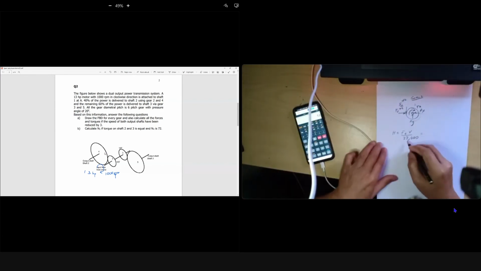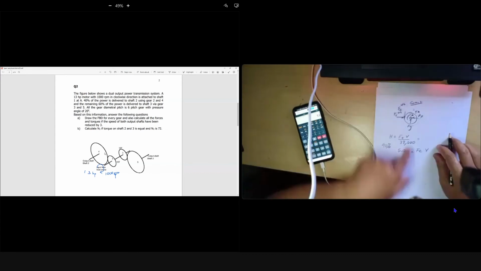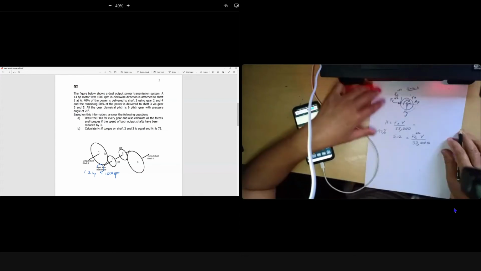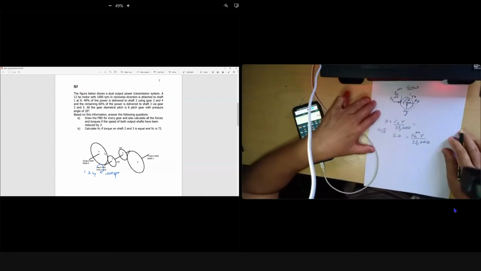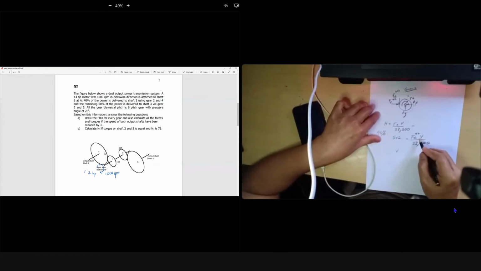Okay, 40% is 5.2 horsepower, equal to F tangent 2 times V over 33,000. Because we need to find this F tangent 2. This is the English unit because your V is in feet per minute. Once we know V, we know this is 5.2 because it is 40% to your left. But we need to find V. V we can calculate, right?